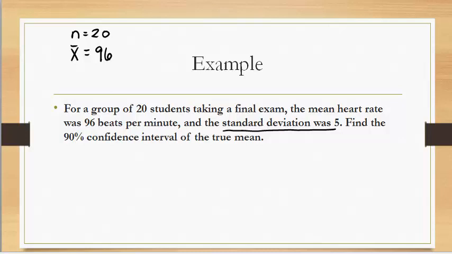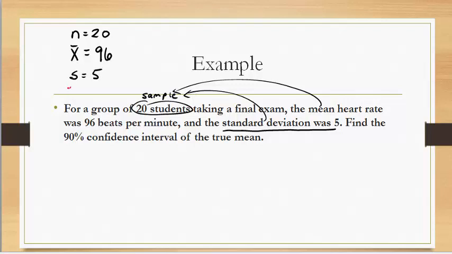Because in this sentence, where it's talking about selecting a group of 20 students, we know that those 20 students represent our sample. They have calculated the mean heart rate for those 20 students, and they've also calculated the standard deviation for those 20 students. So that standard deviation that they're giving me is the standard deviation of the sample. So we'll use the S symbol for that.